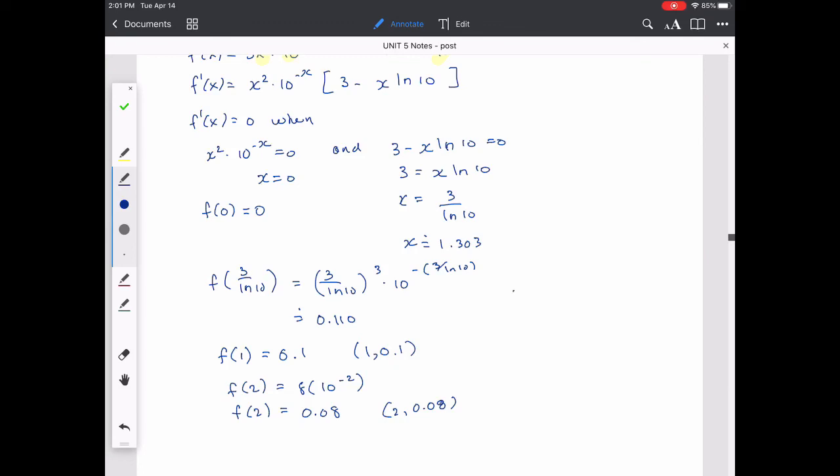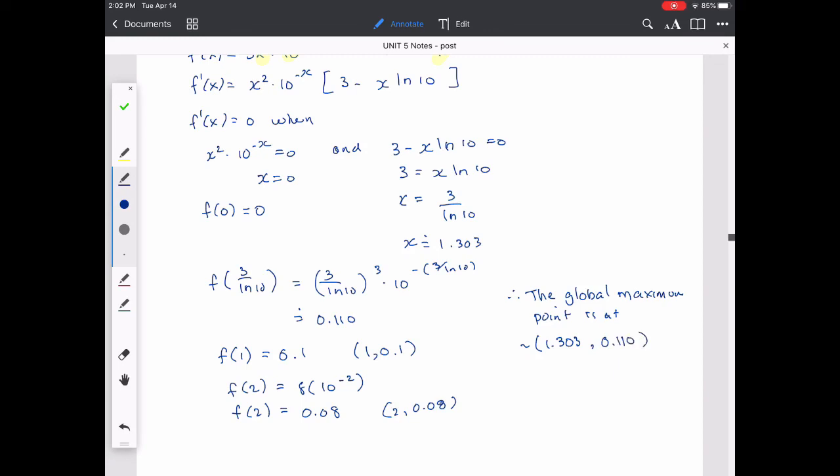So therefore, the global maximum point is at, I'm going to say approximately 1.303. If we want to, we can actually be more exact. Should we do more exact? It's kind of hard when you have the decimal, so no. And we said it was 0.110 to 3 decimal places.